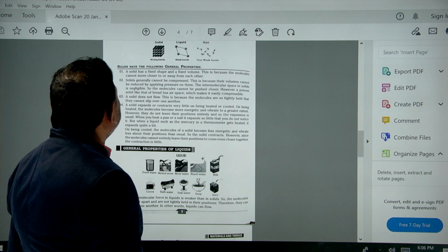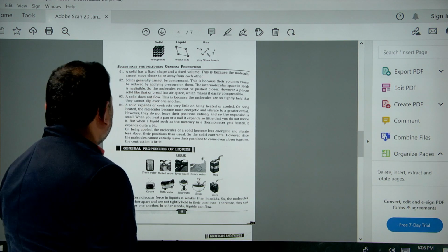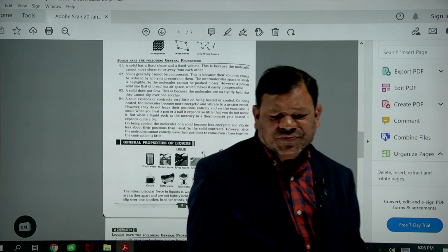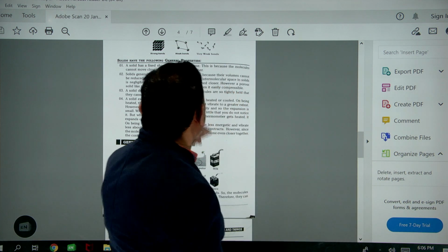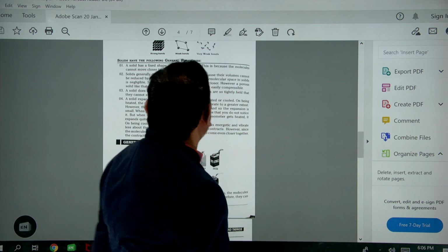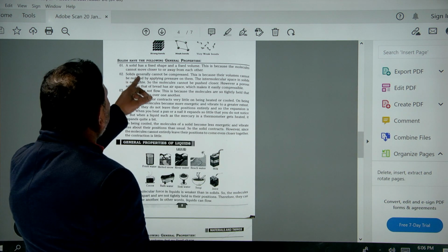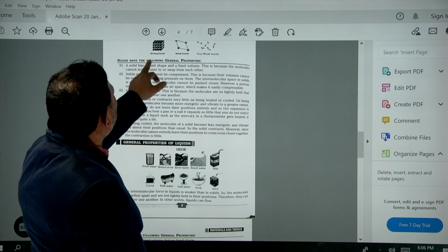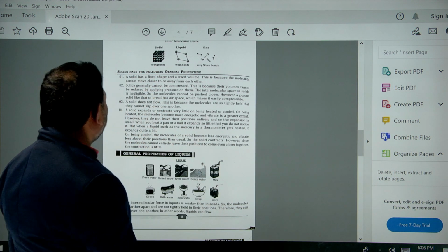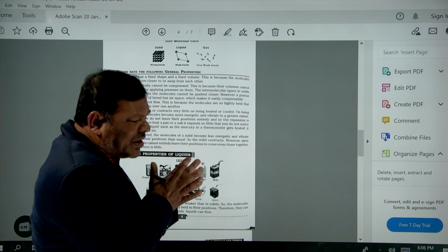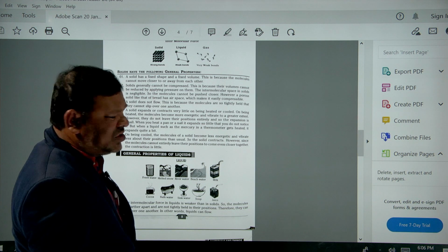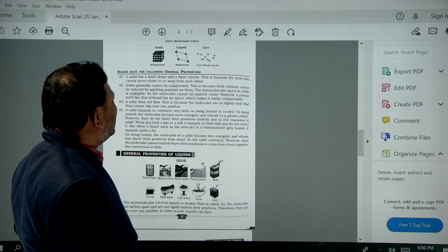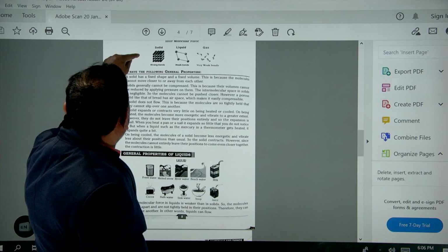The characteristic features of solids: a solid has the following general properties. A solid has a fixed shape and fixed volume. This is because the molecules cannot move closer to or away from each other. You can see that they are arranged very closely packed. Solids generally cannot be compressed; even if compressed, they do not change shape. Their volume cannot be reduced by applying pressure. The intermolecular space in a solid is very negligible.